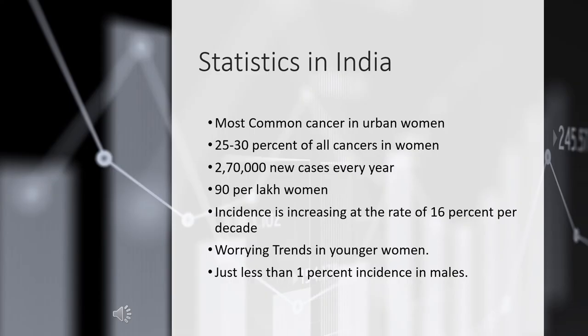So what do the statistics of India say? The most common cancer in urban women is breast cancer. 25-30% of all cancers in women are diagnosed as breast cancer. About 270,000 new cases are registered every year. Out of 1 lakh women, 90 cases are registered as breast cancer. Incidence is increasing at the rate of 16% per decade. There are worrying trends in younger women, who are more likely to catch this disease. Just less than 1% of incidence is in males; about 1% of cases registered every year for breast cancer are male.